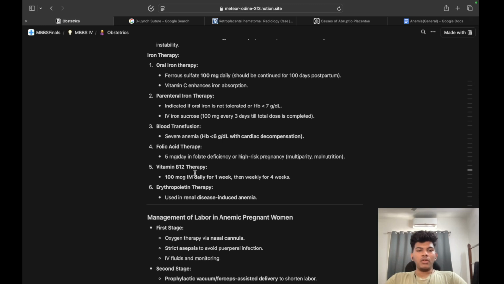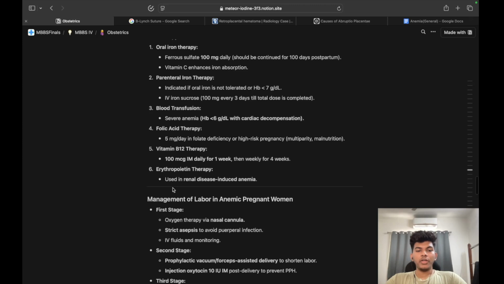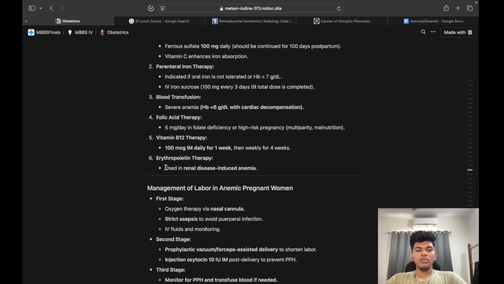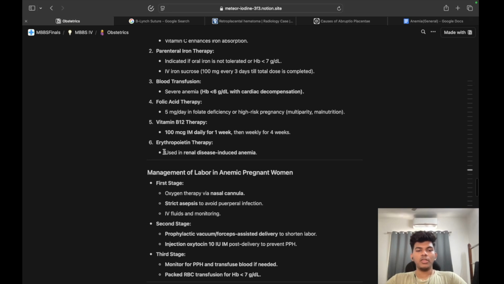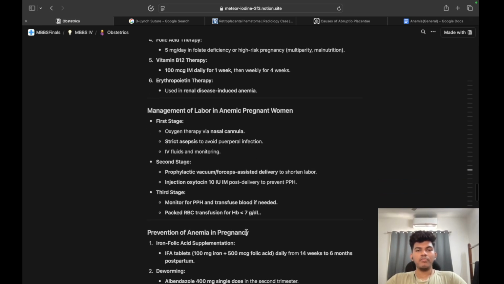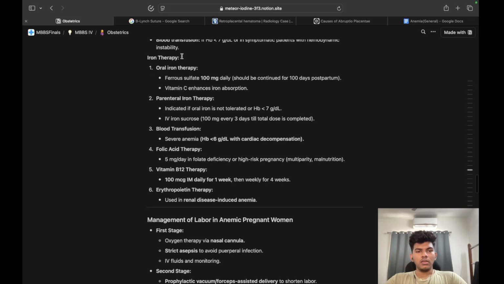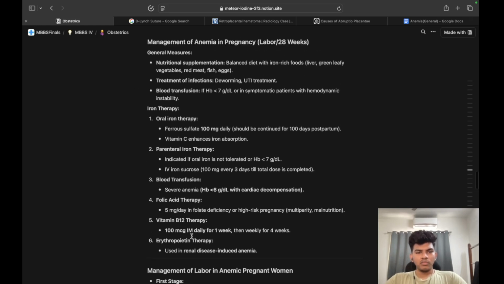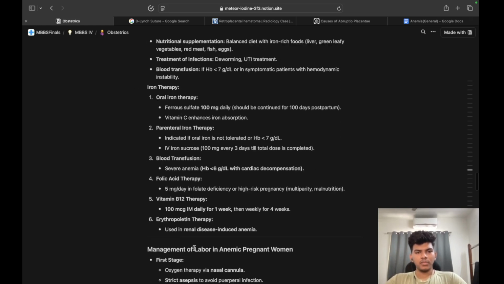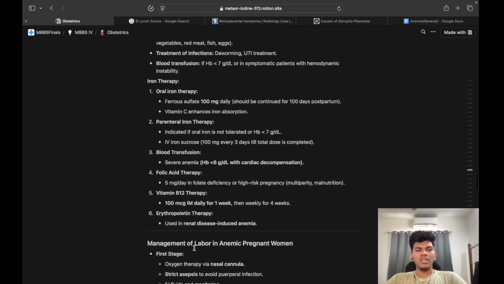B12 100 microgram IM daily for 1 week, then weekly for 4 weeks. Erythropoietin therapy is used in renal disease induced anemia. So these were the management in case of iron therapy. Next, coming to, it was in general actually.